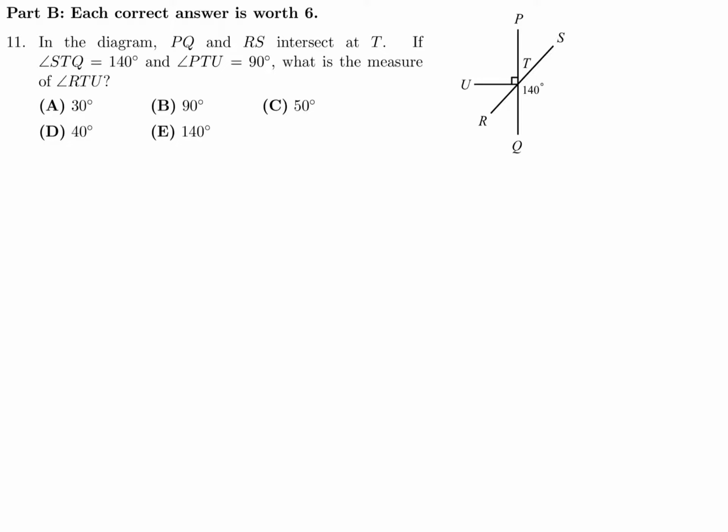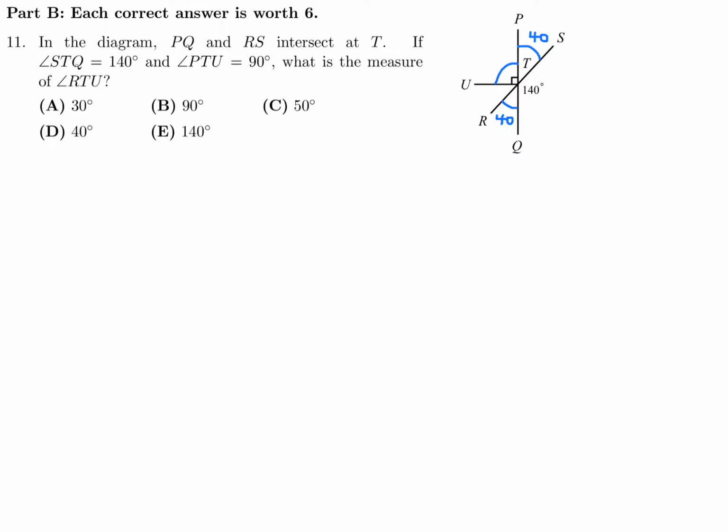Well, let's see here. We've got 140 from there to there, and since this is a straight line, P to Q, that must mean that this angle right here is 40, since 40 plus 140 adds up to 180. By opposite angles, this angle in here is the opposite of that 40, so it must also be 40. This angle is 90.